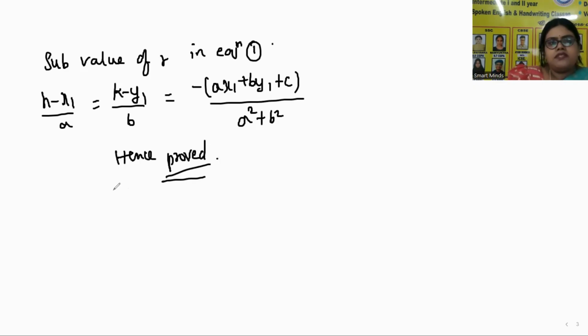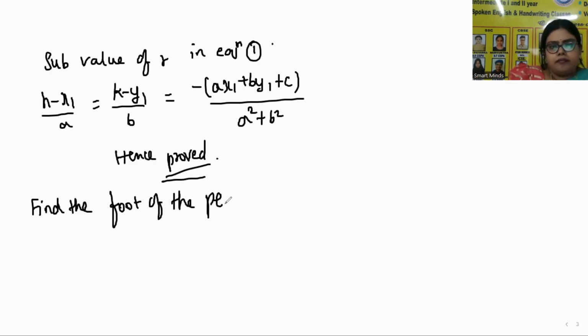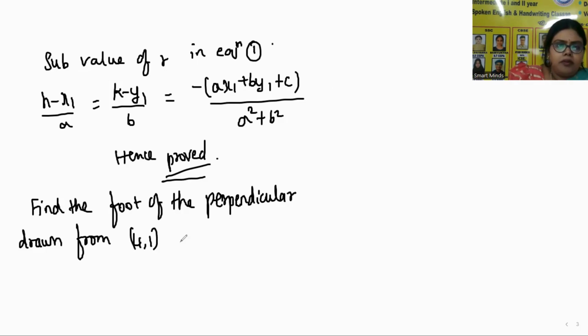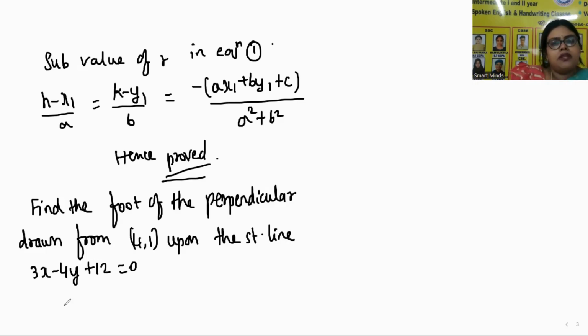But most of the times, whenever this theorem is given, a problem will also be given along with it. So I will solve that problem also. So let us take that problem. Find the foot of the perpendicular drawn from (4, 1) upon the straight line 3x minus 4y plus 12 is equal to 0.